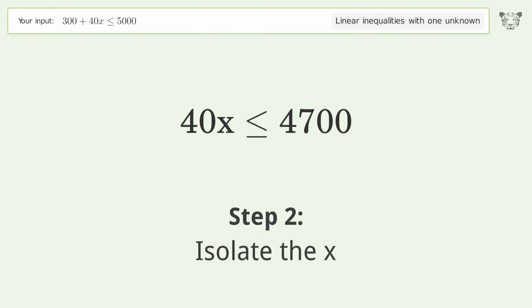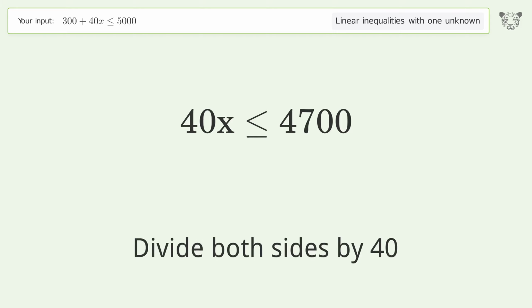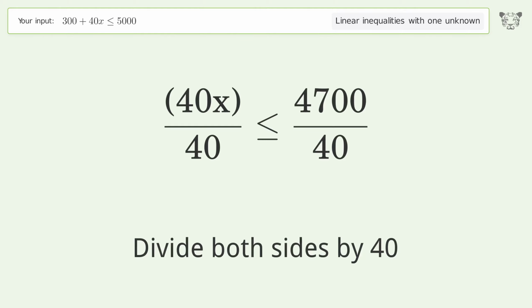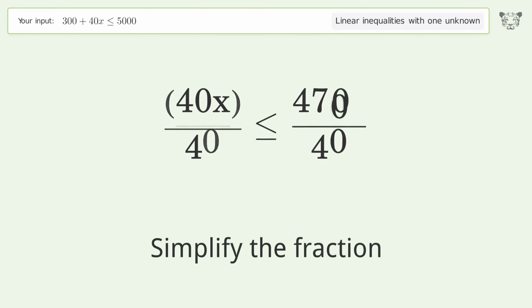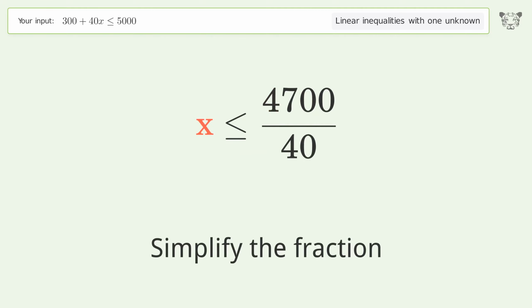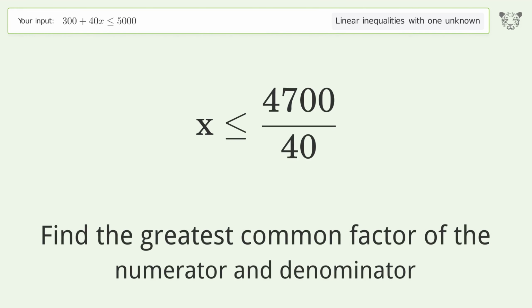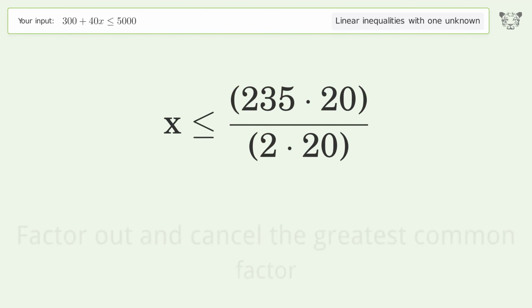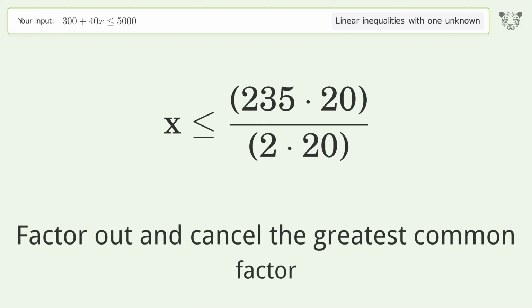Isolate the x. Divide both sides by 40. Simplify the fraction. Find the greatest common factor of the numerator and denominator. Factor out and cancel the greatest common factor.